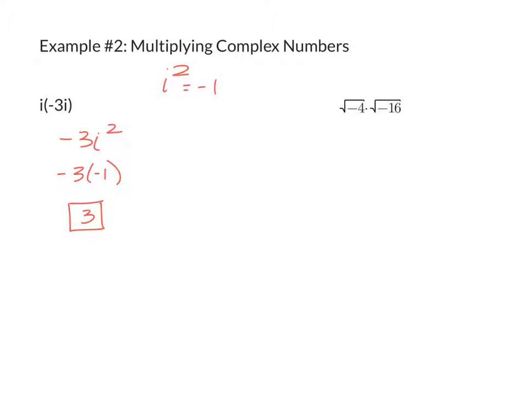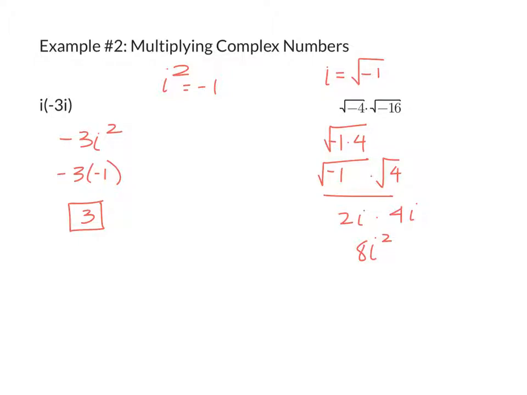Okay, on the next set, because we know that i equals the square root of negative 1, I can say that the square root of negative 4 comes from negative 1 times 4. This portion here is going to leave me with 2i. And if I follow the same rule with the other one, that's going to give me 4i. The square root of negative 16 is 4i. So 2i times 4i is 8i squared. And again, just like our last problem, I'm going to multiply 8 times negative 1, so our answer is negative 8.